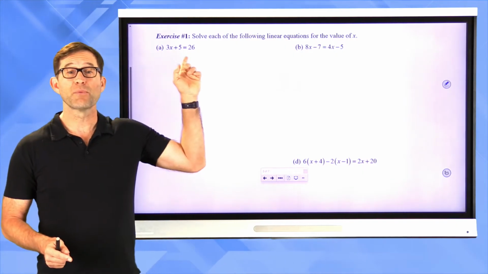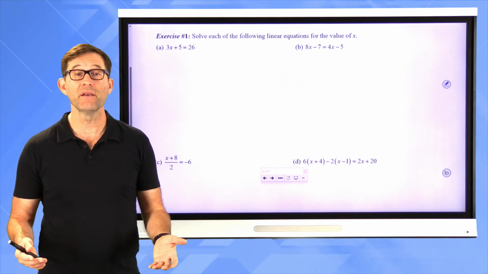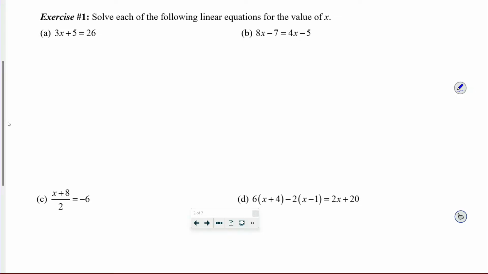We've got 3x plus 5 is equal to 26. We simply need to reverse what has been done to x in the opposite order. The way that we're going to do that is we're going to first subtract 5 from both sides of the equation. That's going to give us 3x is equal to 21. And then we're going to divide both sides of the equation by 3, and we're going to get x equals 7.